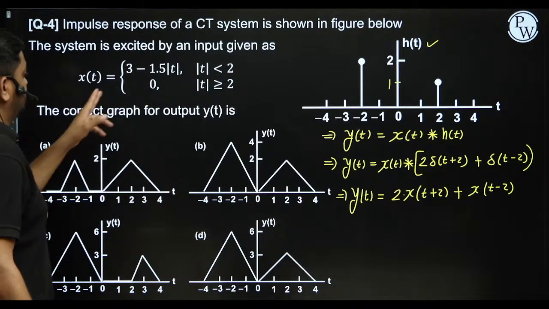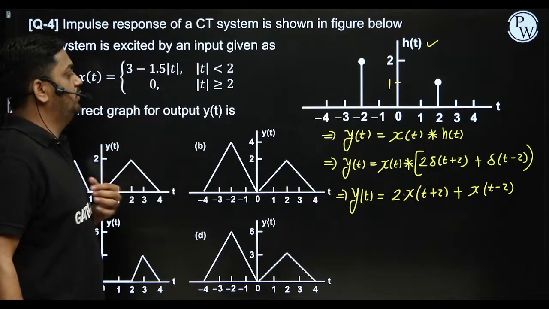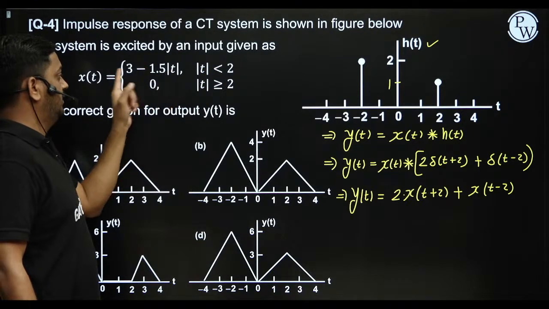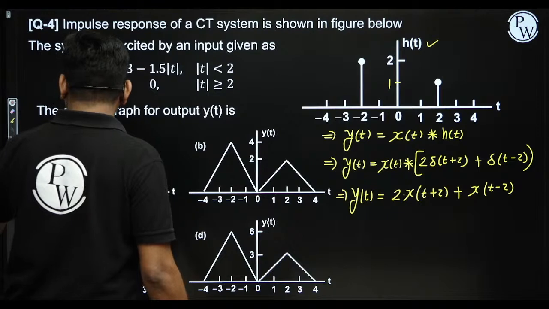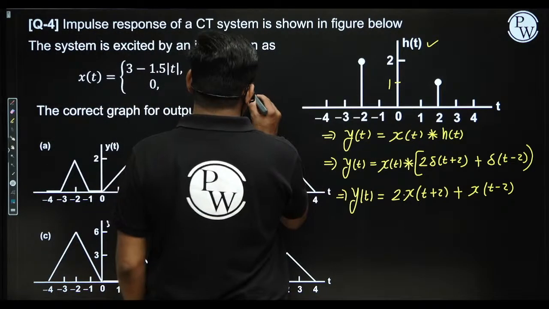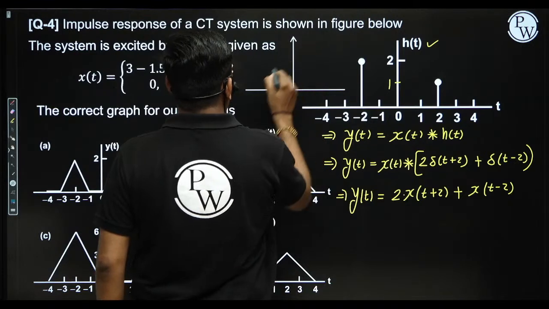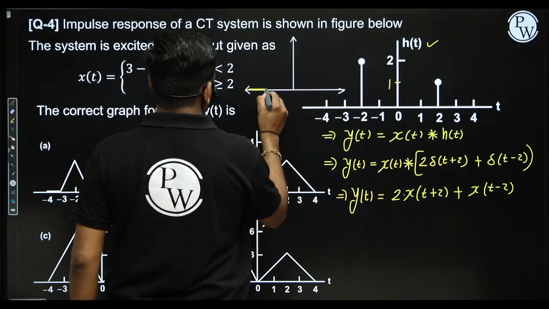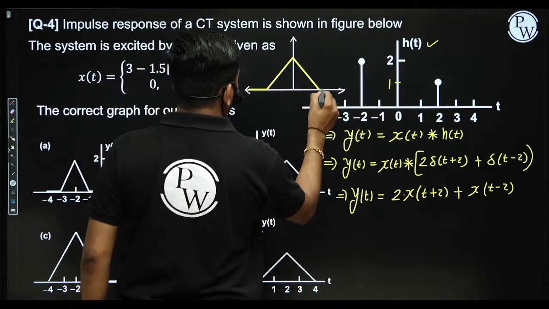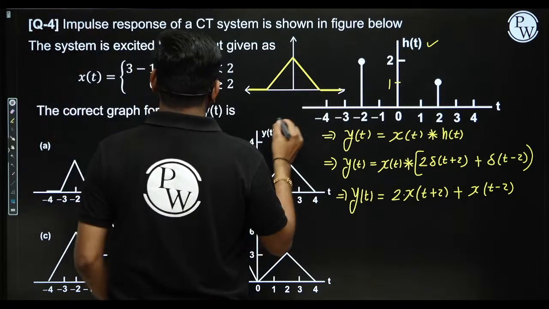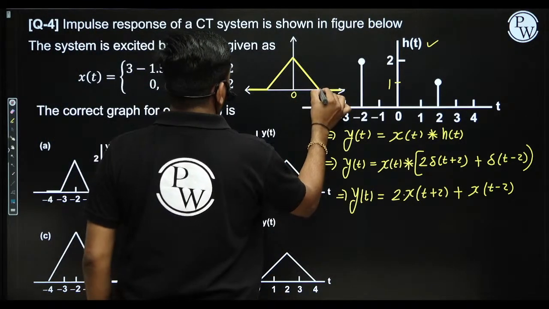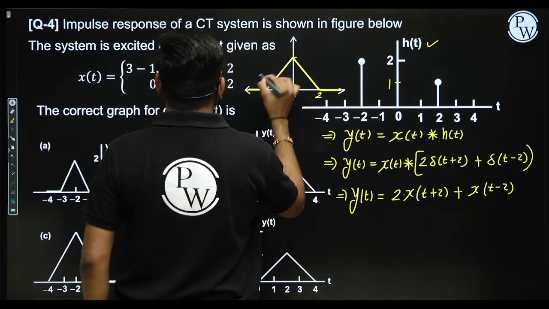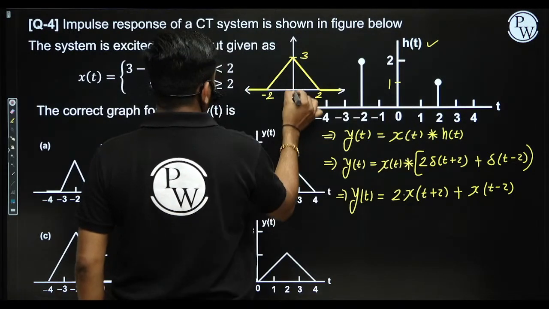First of all, x of t is nothing but a triangular function, guys. It is 3 minus 1.5 t, a triangular function, because if we put t equal to 2 then it is 0, t equal to -2 then also 0, and t equal to 0 it is 3. This x of t I am drawing here. It is a triangular function between 2 and -2, and the amplitude is 3, guys, at t equal to 0.